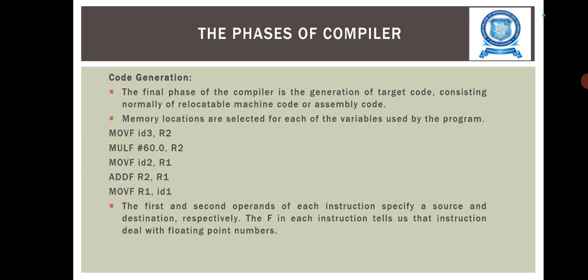The next one is code generation. The final phase of the compiler is the generation of target code consisting normally of relocatable machine code or assembly code. Memory locations are selected for each of the variables used by the program. MOVF id3, R2; MULF #60.0, R2; MOVF id2, R1; ADDF R2, R1; MOVF R1, id1. The first and second operands of each instruction specify source and destination respectively. Here the F in each instruction tells us that the instruction deals with floating point numbers.